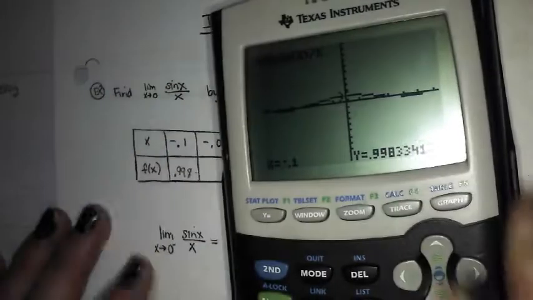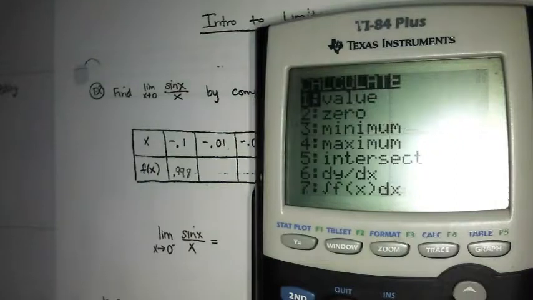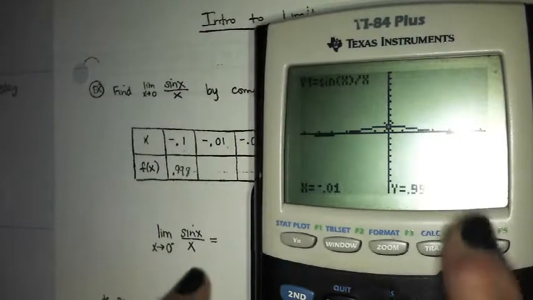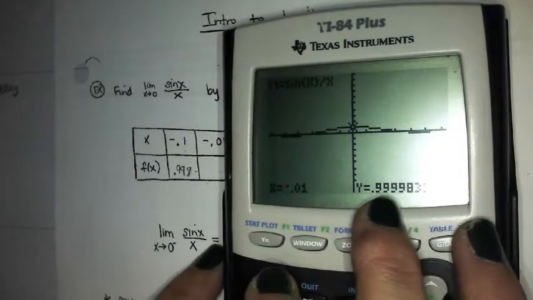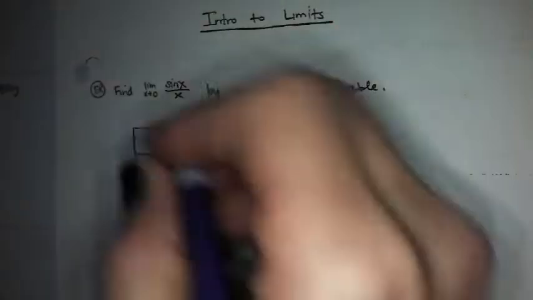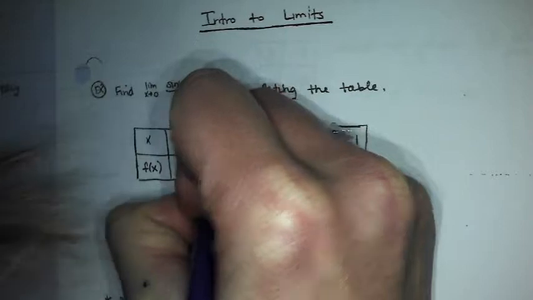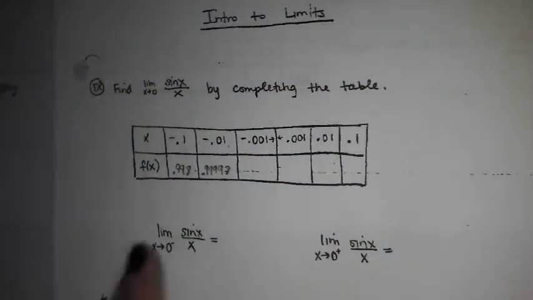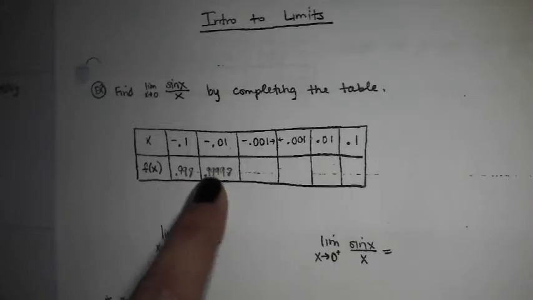Do it again, second trace value. We want an x value negative 0.01. That's 0.99998. So is that getting bigger or smaller? Bigger.